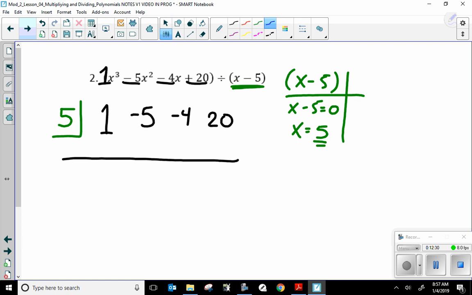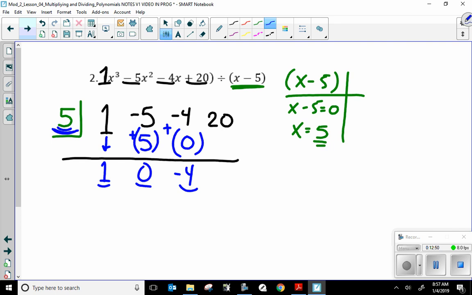All right? We always start by dropping the first one, and now I multiply. 5 times 1 is 5. And now I add. That gives me 0. Big deal. I can multiply 0 times 5. That gives me 0. I add negative 4. Okay, negative 4 times 5 is negative 20. Perfect, because when I add that, I get 0.